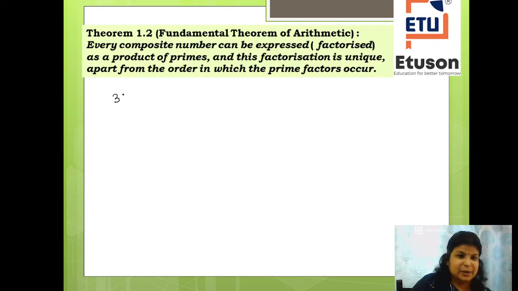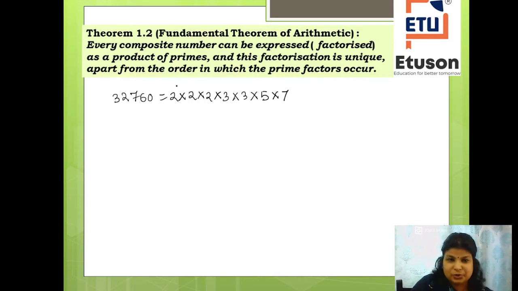Like in the case of 32,760, first we have written 3 2s, then 2 3s, then we had written 5 and 7. So now see, these 2, 3, 5, 7 are in ascending order. When we write the prime factorization in ascending order, that becomes the unique representation, and this is nothing but your Fundamental Theorem of Arithmetic.